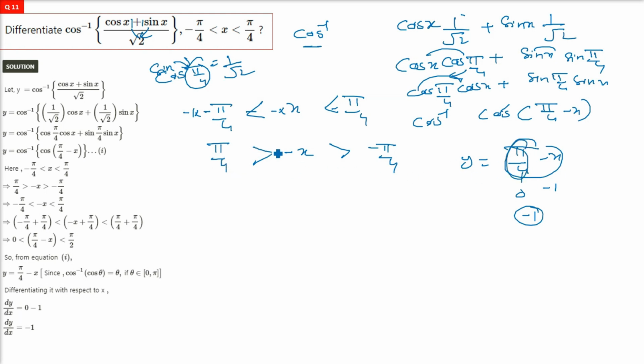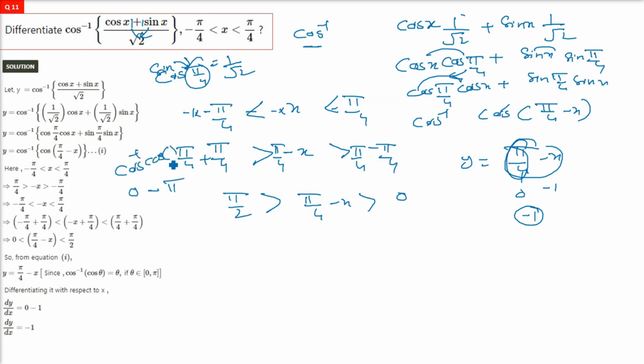Now you add just pi by 4 everywhere. Just add pi by 4. Here also you add pi by 4. So you have pi by 4 minus x, and this is 0, this is pi by 2. Now, there is no problem because cos and cos inverse you can always cancel if it is between 0 and pi. But you are already between 0 and pi by 2, so it doesn't matter.